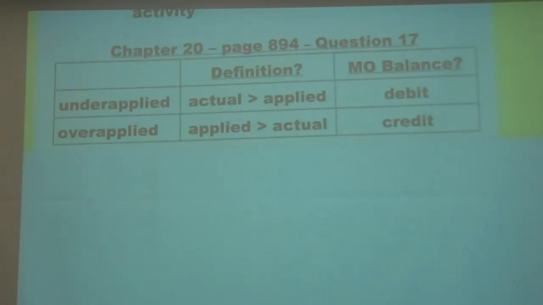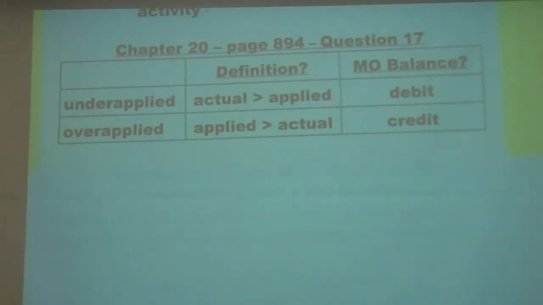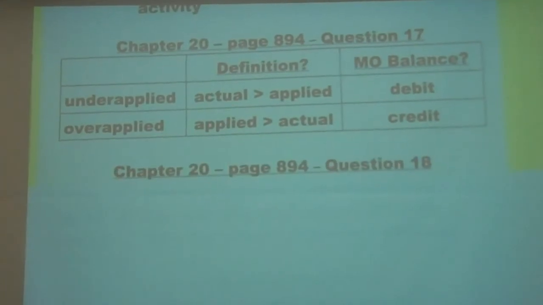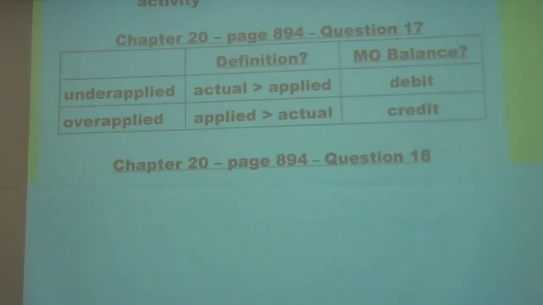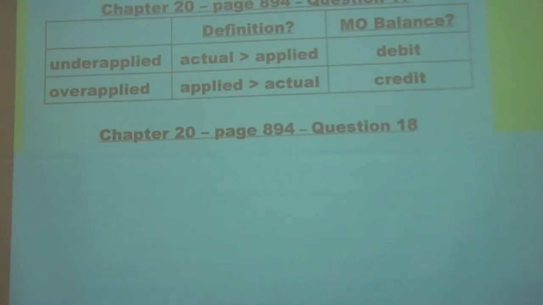Now the question comes, what do we do with that account monthly, and what do we do with that account annually? Look at 18. At the end of the year, under or over-applied overhead is closed to income summary. Is that correct? If not, indicate the customary treatment of this amount. I'll reformulate the question. What do you do with manufacturing overhead annually?